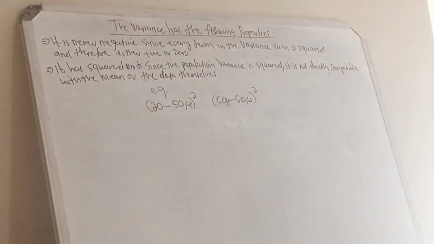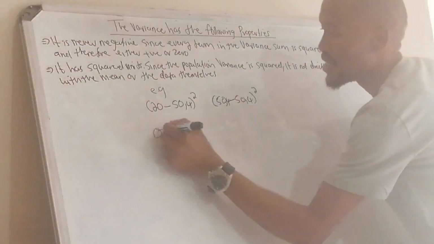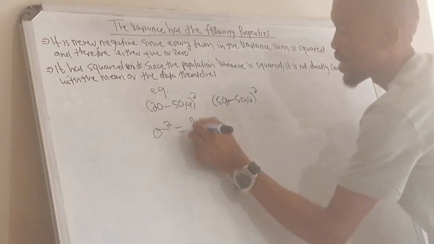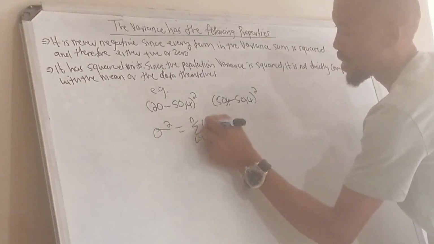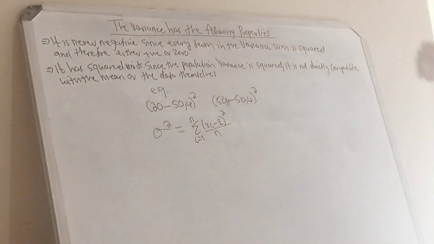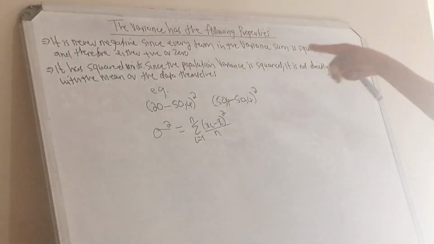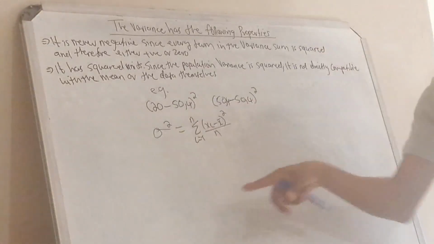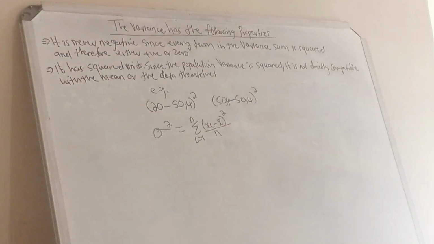This is exactly what we are saying in the first statement. In the second one, we are saying that variance has squared units. The sum from i equals 1 to n of (xi minus x-bar) squared, divided by n. So we are saying it has squared units. And in the example of the population, suppose this is the population variance, since it is squared, it is not directly compatible with the mean or the data themselves.